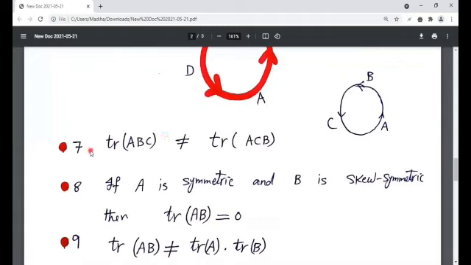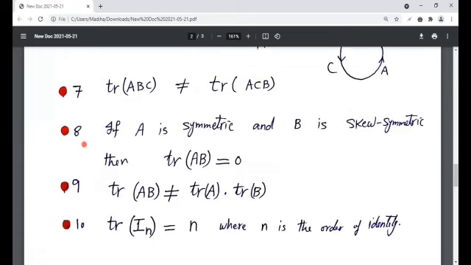Next result is that trace of ABC is not equal to trace of ACB, because in this case cyclic order does not hold. We can see ABC is in cyclic order, which is represented on the left hand side, and on the right hand side ACB has the opposite direction to ABC. That's why these results are not equal.